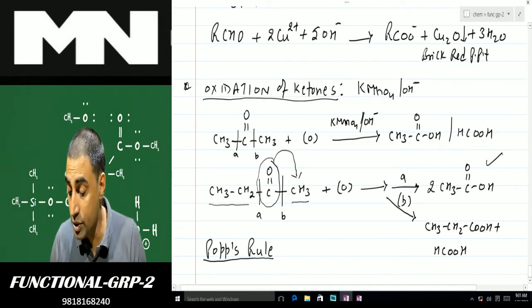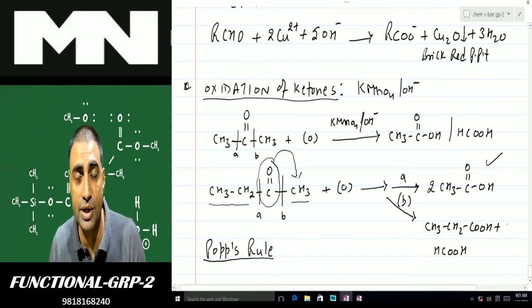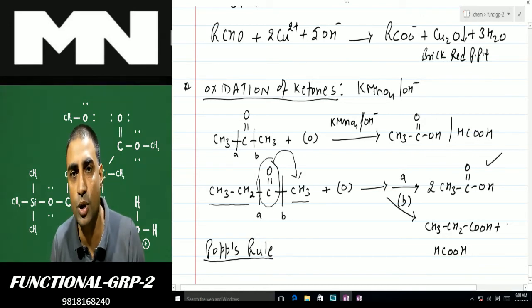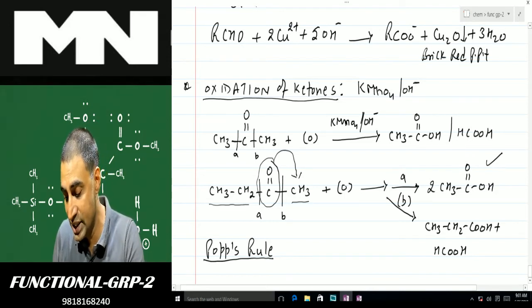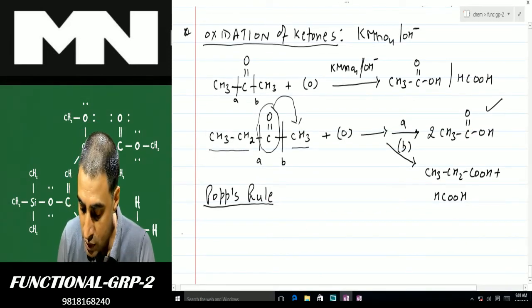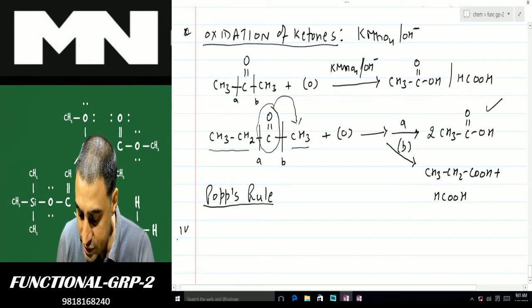So according to Pope's rule, during oxidation of an unsymmetric ketone, the carbon-carbon bond breaks in such a way that the carbonyl group goes with the smaller alkyl group. This is all about the oxidation reaction of aldehyde and ketone. We will see their reduction reaction. So the fourth reaction is reduction.